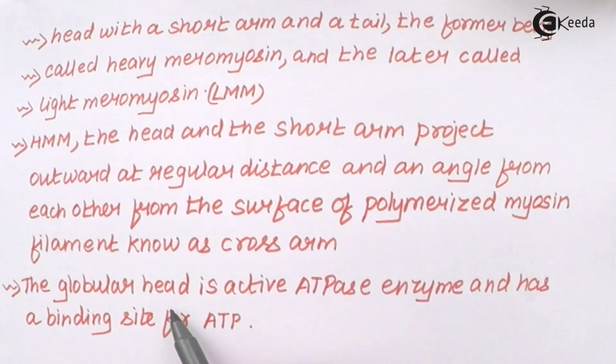Your globular head region, or the head part of this protein, is the site of the active ATPase enzyme. The ATPase enzyme is very important for ATP machinery, and it has an active site for the binding of ATP, or adenosine triphosphate.